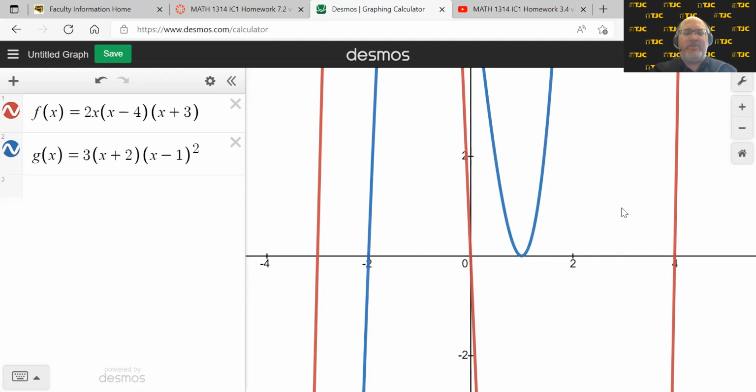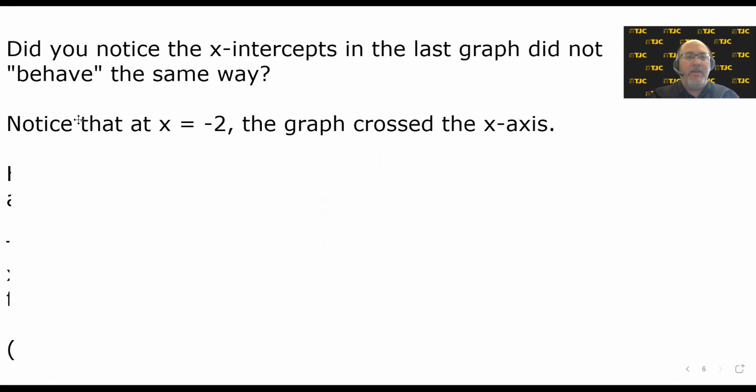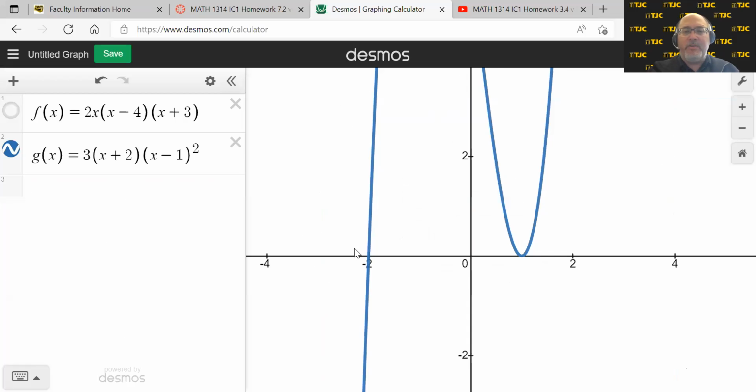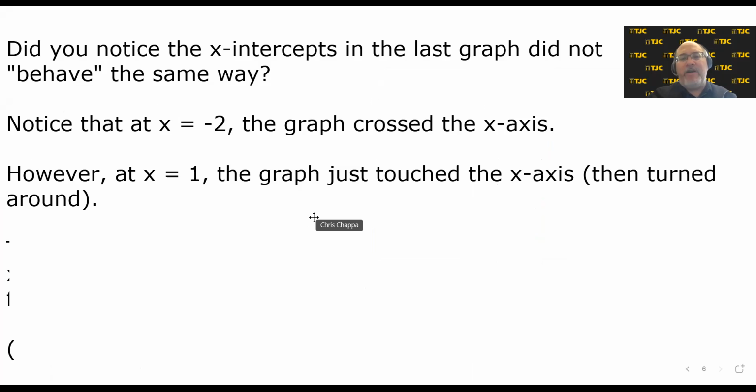So the question we're going to try to answer in the next video is the following. Did you notice the x-intercepts in the last graph do not behave the same way? Notice that at x equals -2, the graph crossed the x-axis. This was in the last one we did. Notice at -2, it crosses the x-axis. But look over here at 1. It doesn't cross, does it? However, at x equals 1, the graph just touched the x-axis, then turned around.